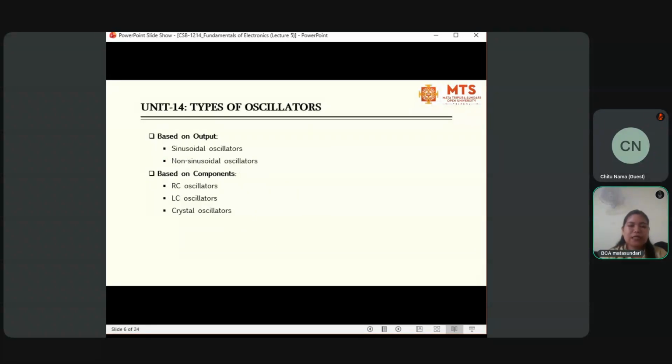Types of oscillator: there are two categories, based on output and based on component. Based on output, there are sinusoidal oscillators and non-sinusoidal oscillators. Based on component, there are three: RC oscillator, LC oscillator and crystal oscillator.